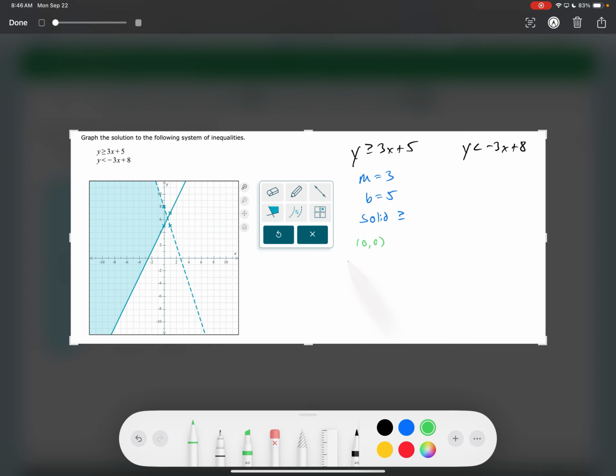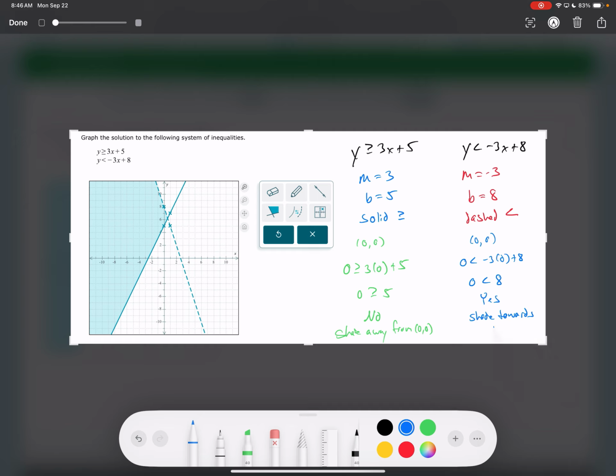When we plugged in 0, 0 on this one, if y'all didn't watch that, that'd be 0 is greater than or equal to 5. This is no, so we shade away from 0, 0. On this one, my slope is negative 3. My y-intercept is 8. It is going to be dashed because it's less than. And when I plug in 0, 0 on this one, 0 is less than 8. That is yes, so we shade towards 0, 0.